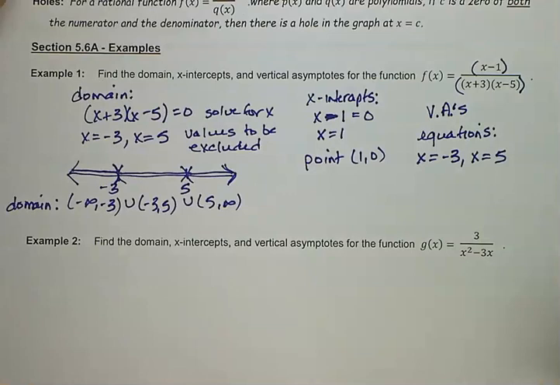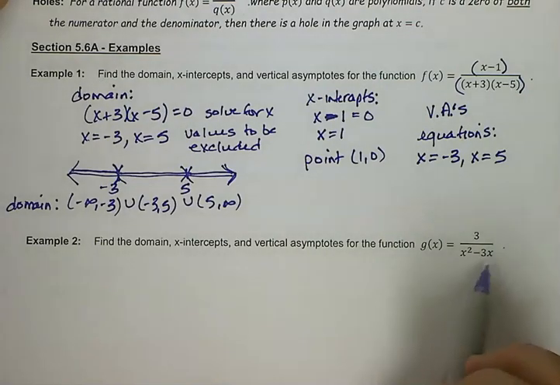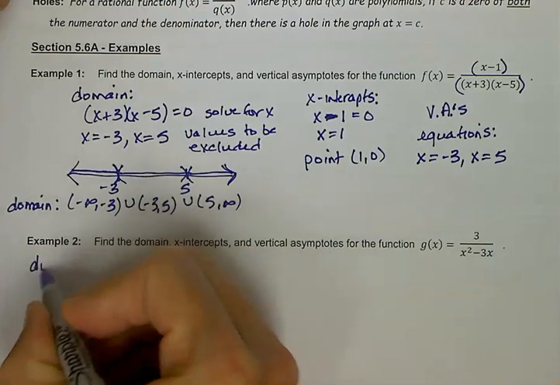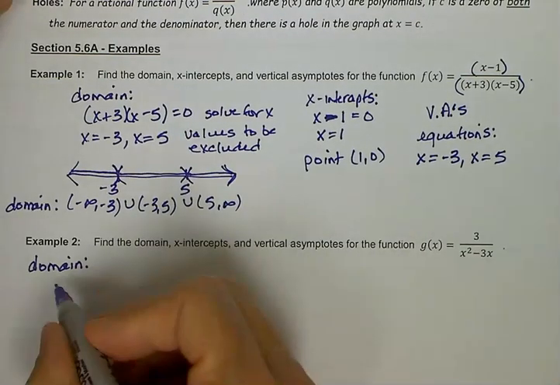Now let's look at another example. We're going to do the same three things for this one. Let's start with the domain. We want to know what values make our denominator equal to 0, and those are the values that we'll be excluding from our domain.